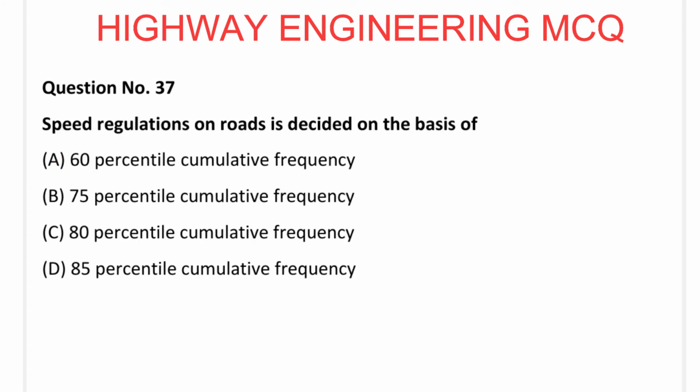So next question, speed regulation on the road is decided on the basis of: option A, 60 percentile cumulative frequency; option B, 75 percentile cumulative frequency; option C, 80 percentile cumulative frequency; and option D, 85 percentile cumulative frequency. So the correct answer is D, 85 percentile cumulative frequency.